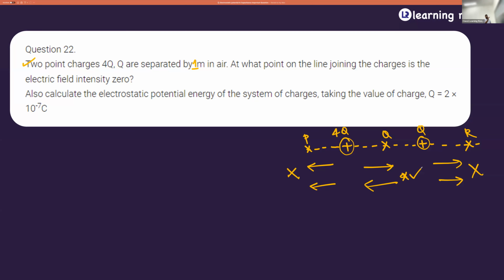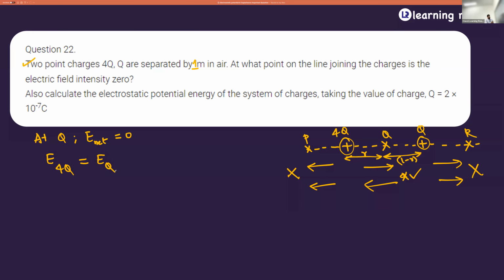Right? So if I take this distance to be r, then how much is this distance going to be? It is going to be 1 minus r, because the distance of separation is 1. So at that point, the net electric field is supposed to be 0. So electric field due to the 4q charge should be equal to the electric field due to the plus q charge.